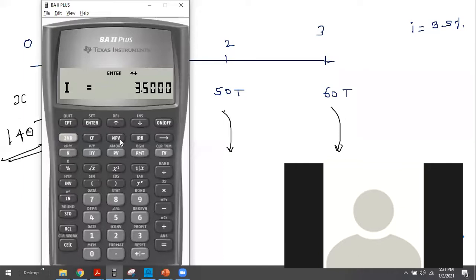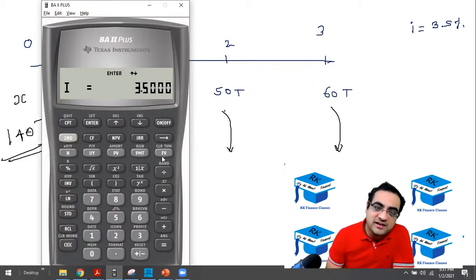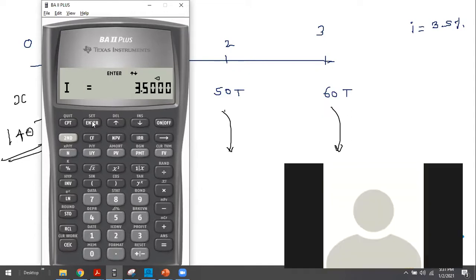No, but it comes what it was before, like the previous sum. Okay. So you have to overwrite on that. After you press NPV, they will show you some interest. That's okay. You have to just press 3.5 and press enter.